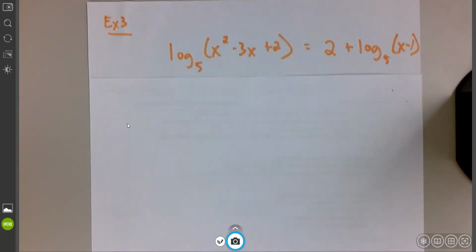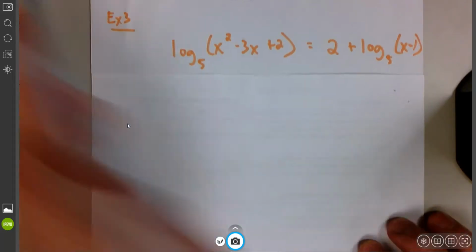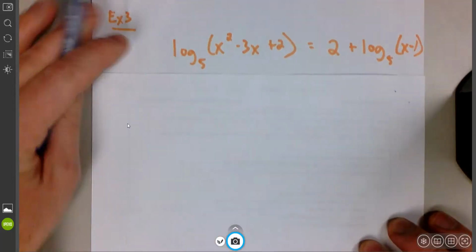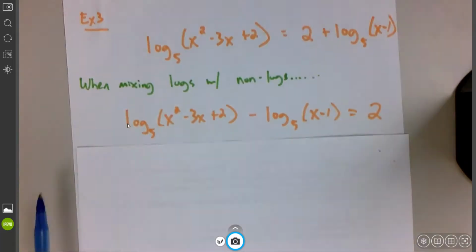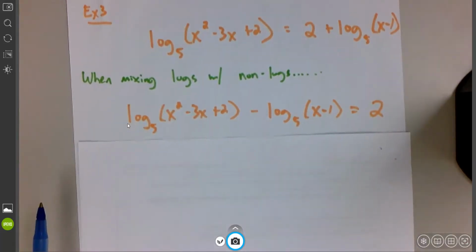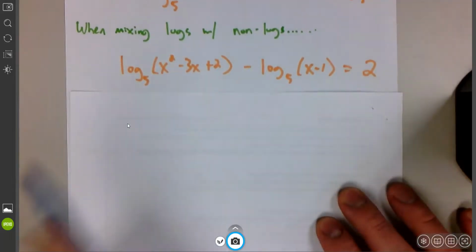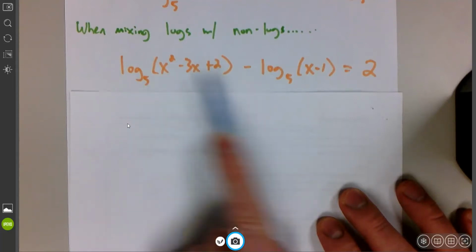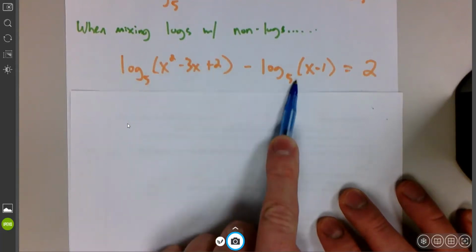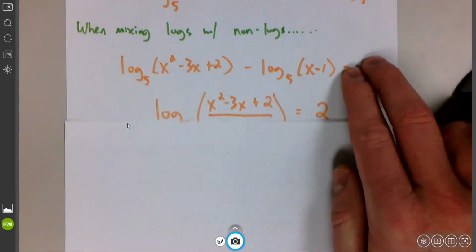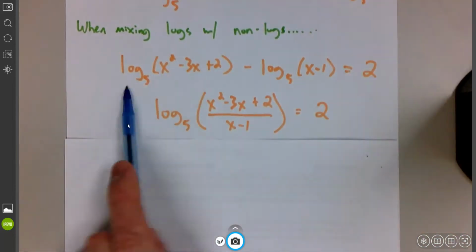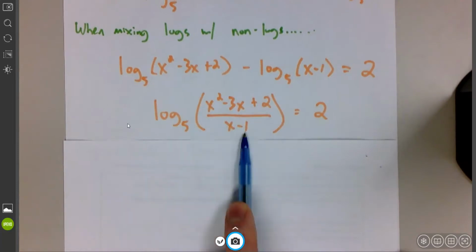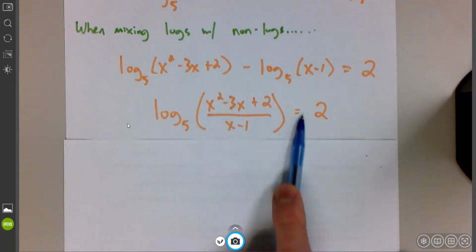I see log base 5s on both sides, so it makes sense to combine like terms, if you will. I'm going to put all my log base 5s on the same side. So I'm going to subtract this log base 5 over to the other side, and it would look like this. Okay. Now we can start to mush these together. Two logarithms with the same base, separated by a subtraction sign. I could mush those together with division. That was one of our log laws. So it would become log base 5, 2 logs became 1, of these arguments with division. Log base 5 of this equals 2.